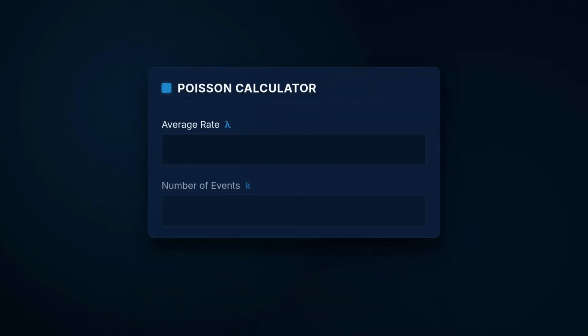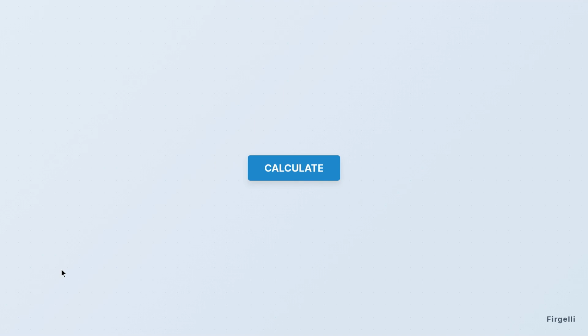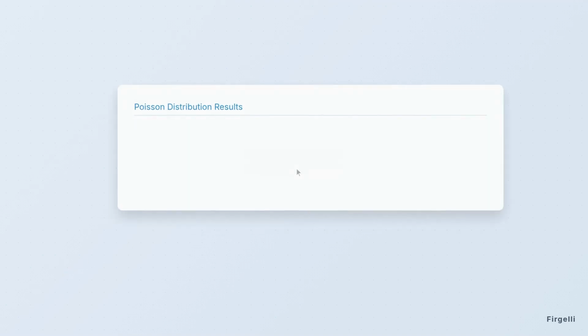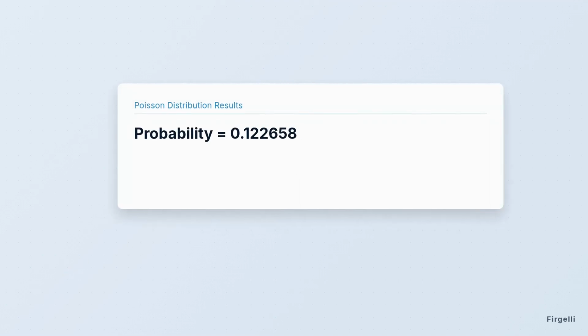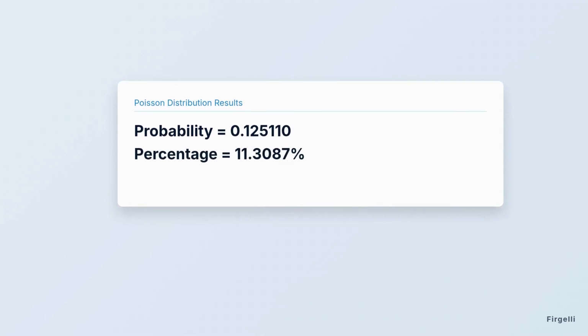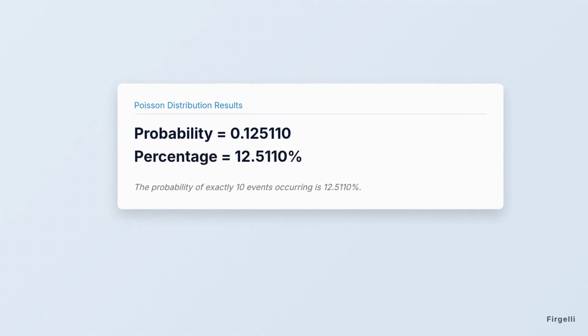Let's work through an example. I'll enter 10 for average rate and 10 for number of events. After clicking Calculate, the results show probability equals 0.125110 and percentage equals 12.5110%.